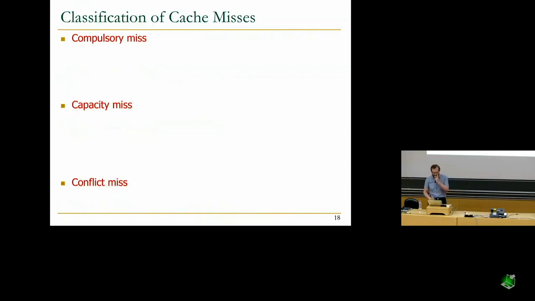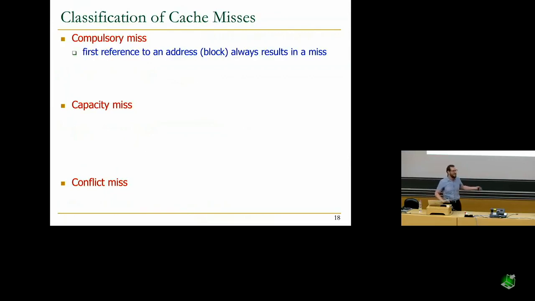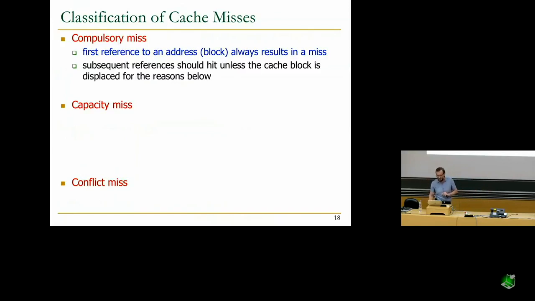Let's classify these cache misses a little bit. This is useful to classify them. There are 3 types of cache misses: compulsory, capacity, and conflict. And I've already alluded to this, but compulsory means this is the first reference to a block, and it always results in a miss, because the cache is empty. That's the assumption to begin with. Subsequent references to the block should hit in the cache unless the cache block is displaced for these 2 different reasons. Right? And these 2 different reasons are classified in an interesting way.